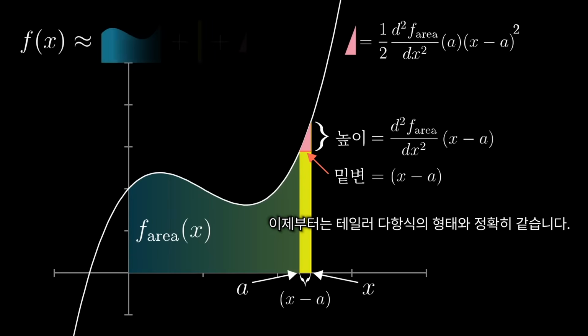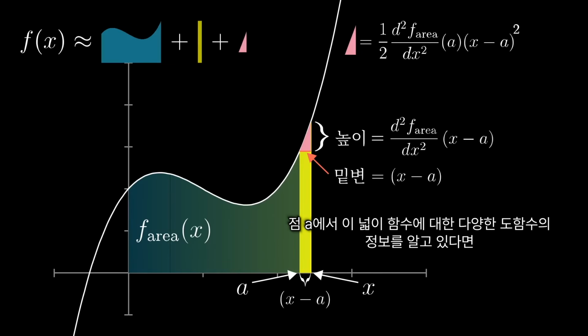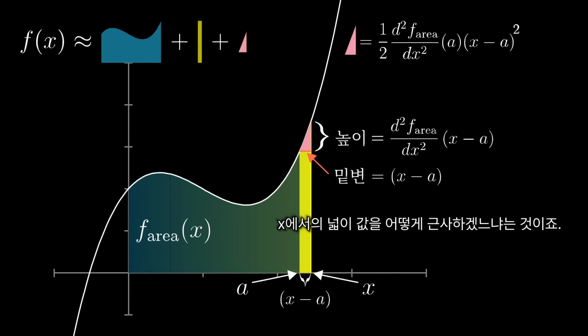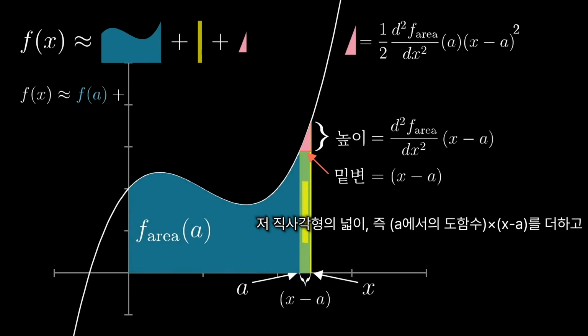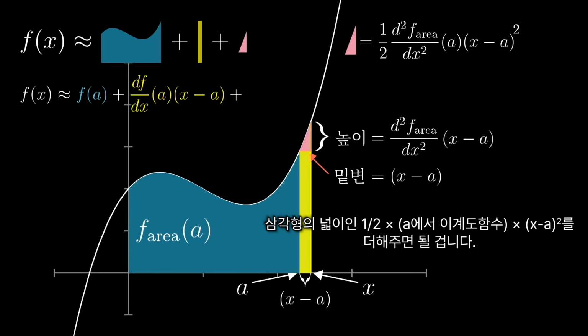And this is exactly what you would see with a Taylor polynomial. If you knew the various derivative information about this area function at the point a, how would you approximate the area at the point x? Well, you have to include all that area up to a, f of a, plus the area of this rectangle here, which is the first derivative times x minus a, plus the area of that little triangle, which is 1/2 times the second derivative times x minus a squared.